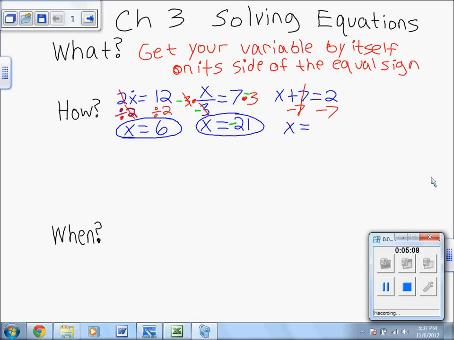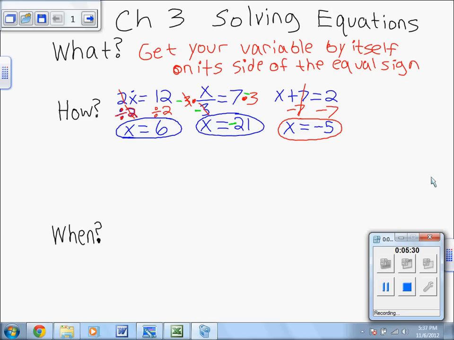So now, on the right side, 2 minus 7. On the number line, if you start on 2, you minus 7, you go left 7 spaces. If you go left 7 spaces, you end up on negative 5. So not only did that question require you to use your equation solving skills, but it also required you to use your negative skills that you learned back in chapter 1. Do not forget about those.